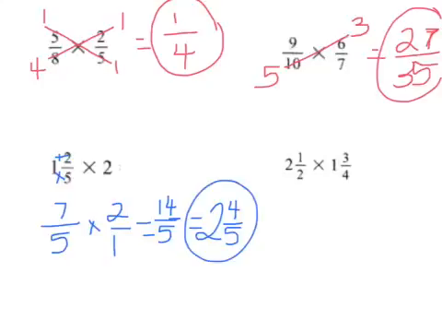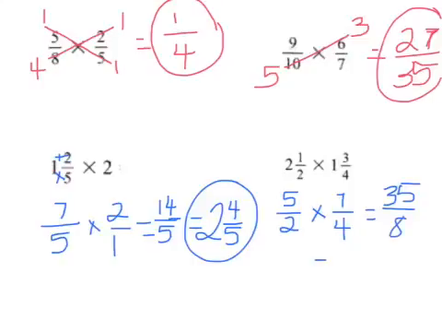And the last one, let's change both of these mixed numbers into improper fractions. 2 times 2 is 4, plus 1 is 5, all over 2, times 4 times 1 is 4, plus 3 is 7, all over 4. Let's see if we can cross-reduce. 5 and 4, no. 2 and 7, no. Let's multiply our numerators. 5 times 7 is 35, and 2 times 4 is 8. Now I can simplify this by changing this to a mixed number. 8 goes into 35 4 times with 3 left over, and the denominator stays an 8.